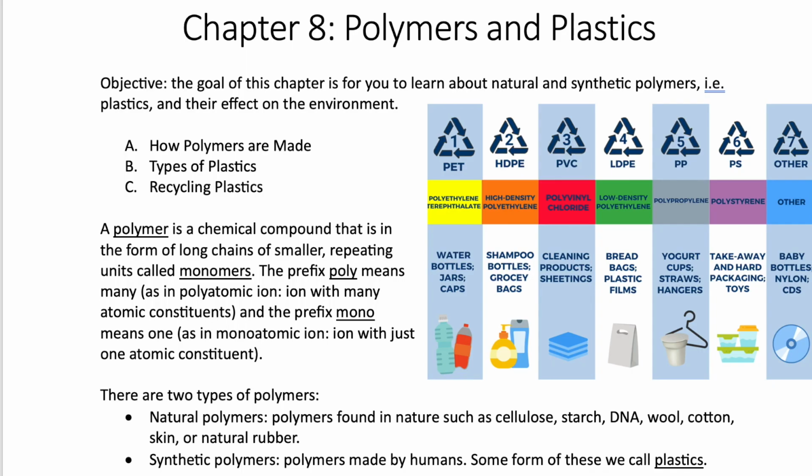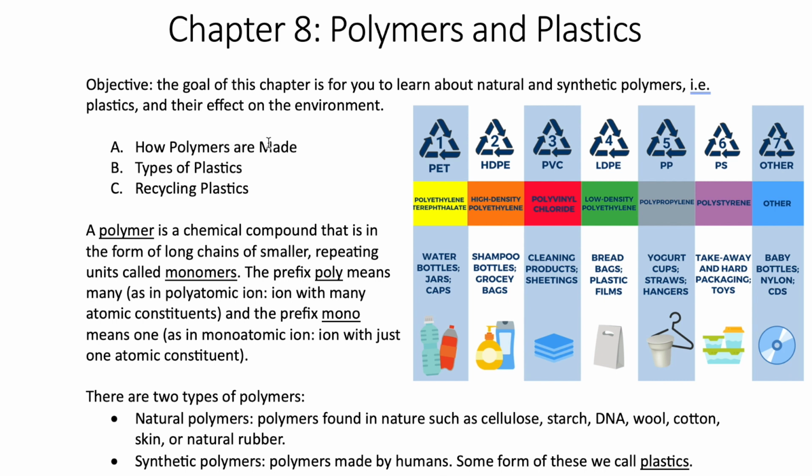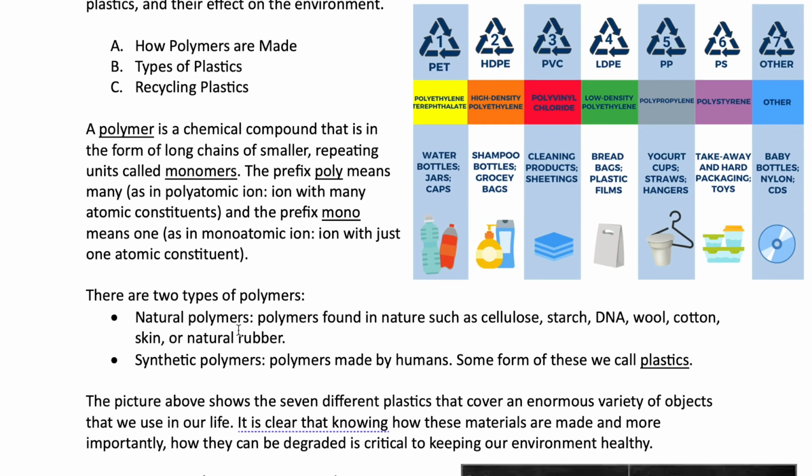All right, everyone, we are starting a new chapter on polymers and plastics. So we're going to learn in this chapter how plastics and other polymers are made and then their effect on the environment. So the name polymer just means it's a long chain of smaller repeating units. The repeating units are called monomers. So the prefix poly, as you know, means many, and mono means one.